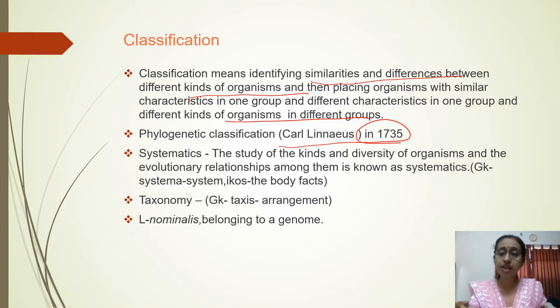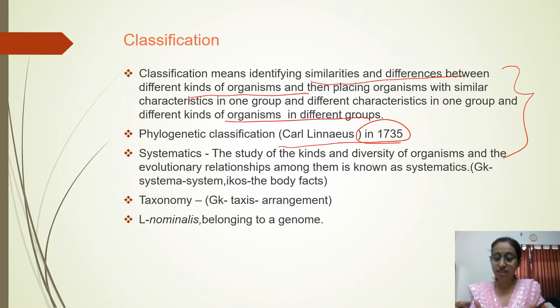To understand classification, we can take an example which is very easy and simple. We have a basket full of different kinds of fruits. In this basket, if you are told to separate those kinds of fruits, what will you do? You will separate the apples and keep them in a separate place, the grapes in a separate place, oranges in a separate place, and bananas in a separate one.